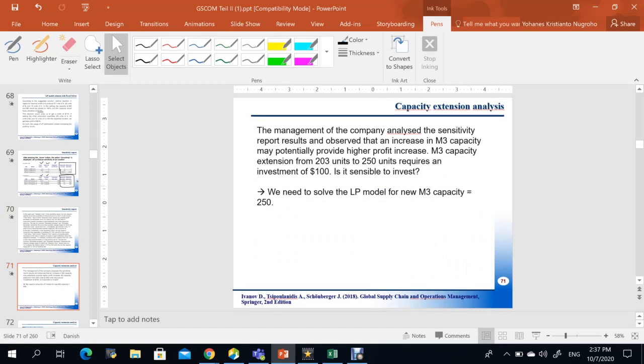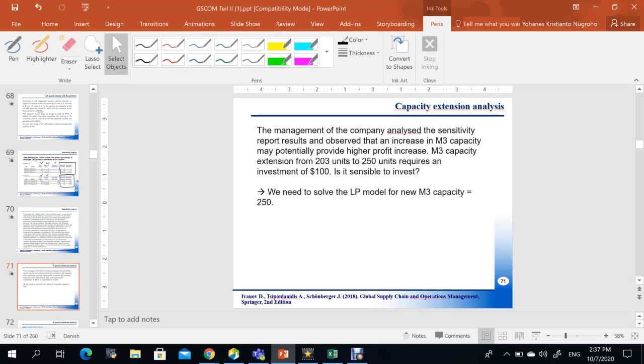Now we go to capacity extension analysis. So here, the management of the company analyzed the sensitivity report results and observed that an increase in M3 capacity may potentially provide higher profit increase. So M3 capacity extension from 203 units to 250 units requires an investment of 100. So is it sensible to invest? Before proceeding for analyzing the model into solver, we have to keep in mind that if the profit is less than 100, meaning that it is not sensible. But if it's over than 100, then it is sensible.